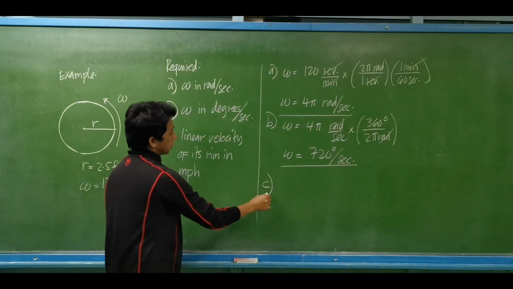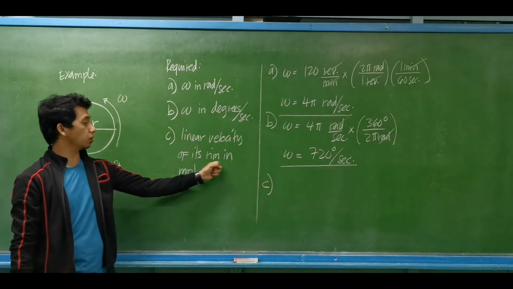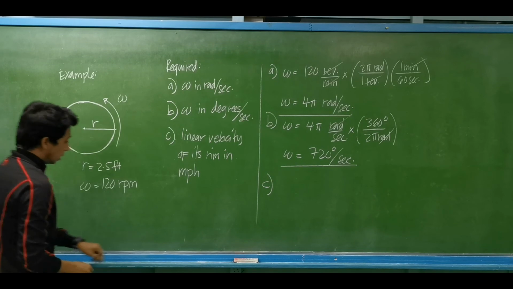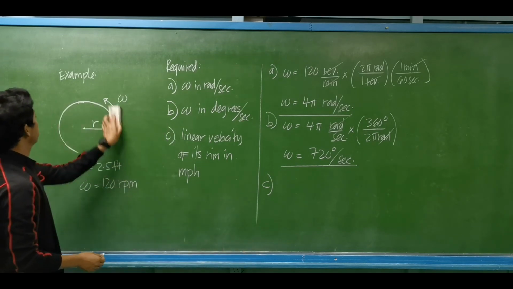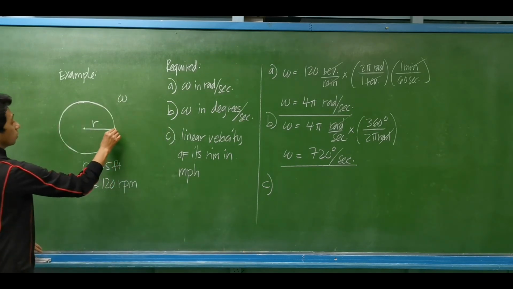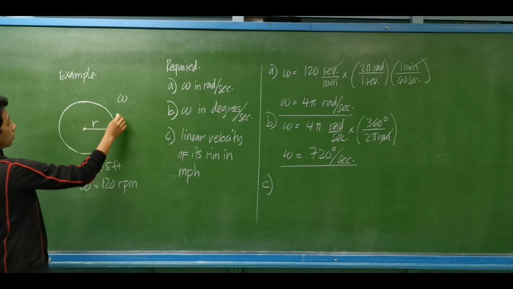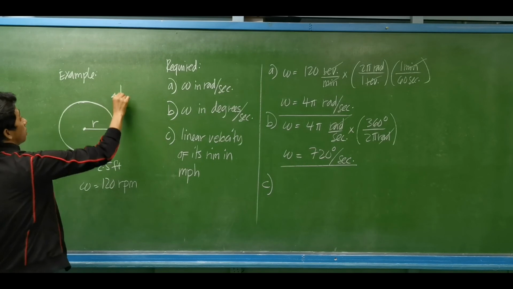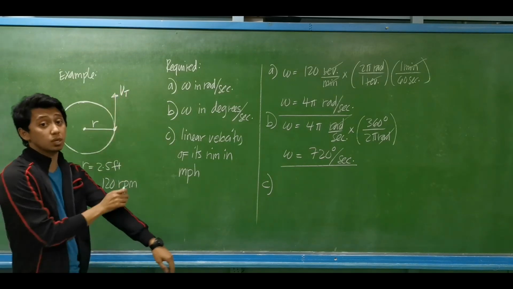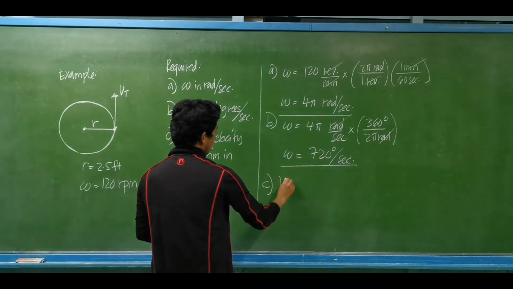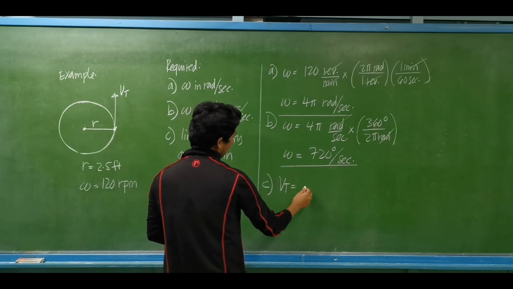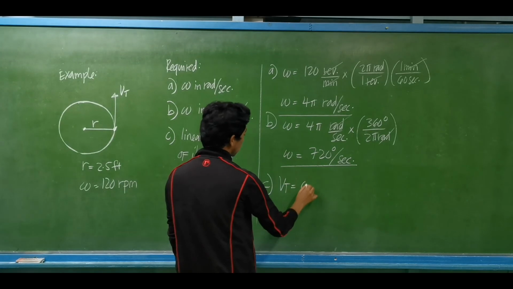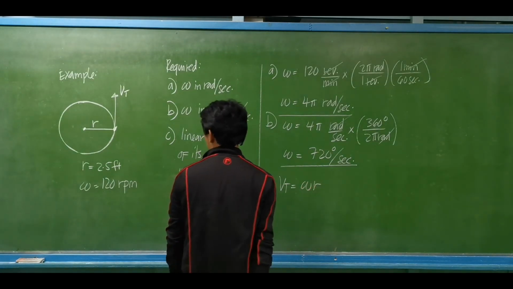Then lastly, we have letter C. Linear velocity of its rim in miles per hour. That is the same as the velocity of a point farthest from the center. If we say linear velocity, that is the same as the tangential velocity in physics. So the tangential velocity, that is the same as the linear velocity of its rim, is the angular velocity multiplied by the radius.